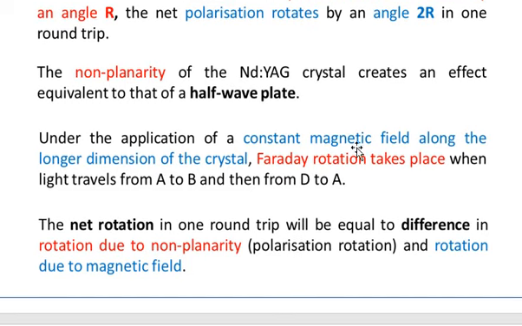Under the application of a constant magnetic field along the longer dimension of the crystal, Faraday rotation takes place. And you know that the Faraday rotation also serves the purpose of rotating the state of polarization of the incident beam. So when the beam with a state of polarization enters the crystal, then in the presence of the magnetic field, which acts as a Faraday rotator, the polarization state of the electric field of the input field is rotated. So the Faraday rotation takes place when the light travels from A to B, and also when the beam travels from D to A.